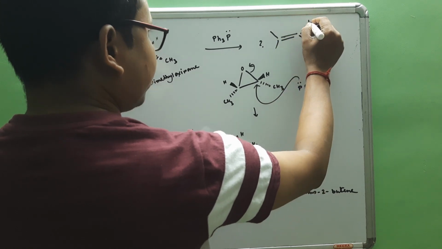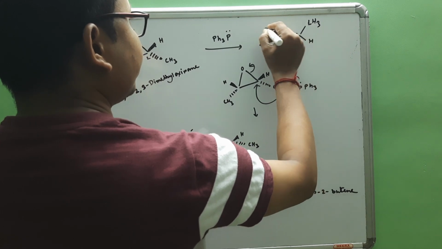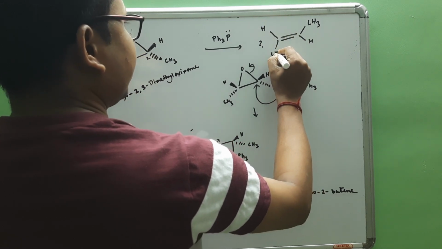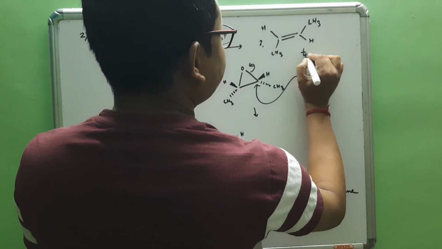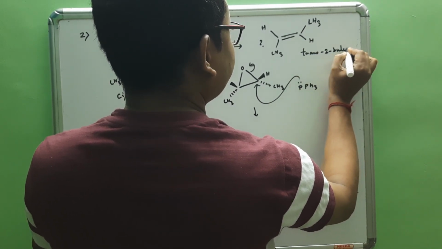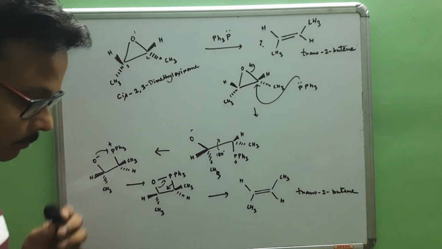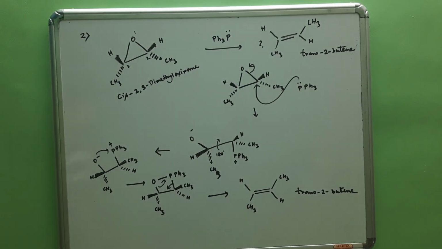The end product will be CH3, hydrogen, here CH3. So this is trans-2-butene. Okay, so this is a very important stereochemical aspect of the Wittig reaction.